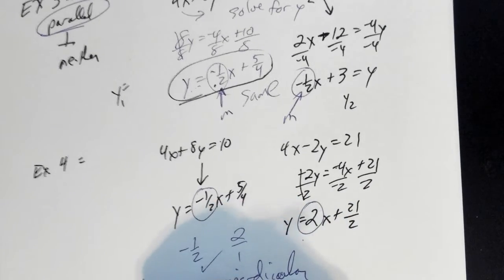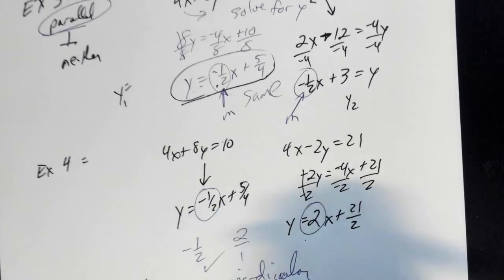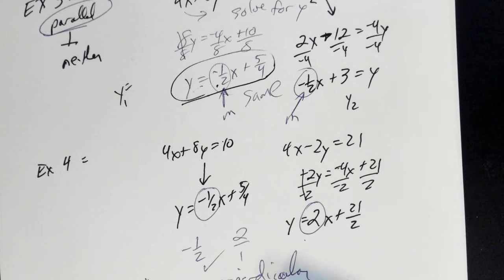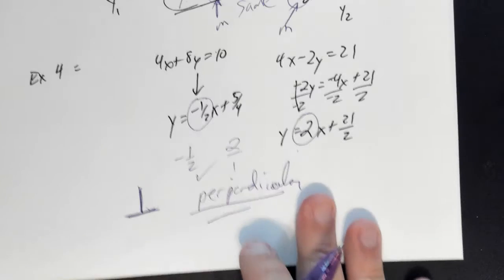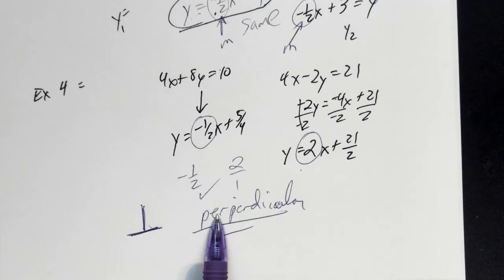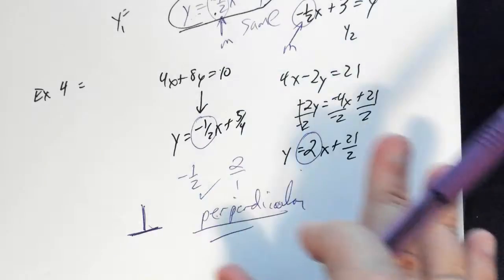And I like to use the symbol upside down T. Now, if neither one of those happens, if they're not perpendicular and they're not the same, then you would circle the neither. So, that is examples 3 and 4. Alright, so let's now go to example 5.